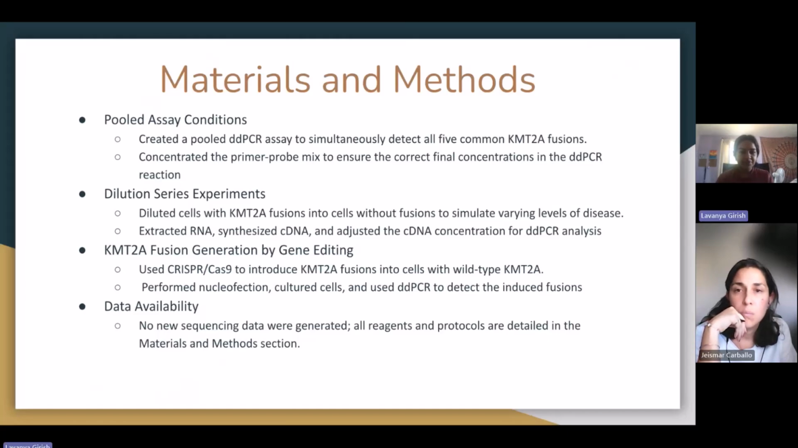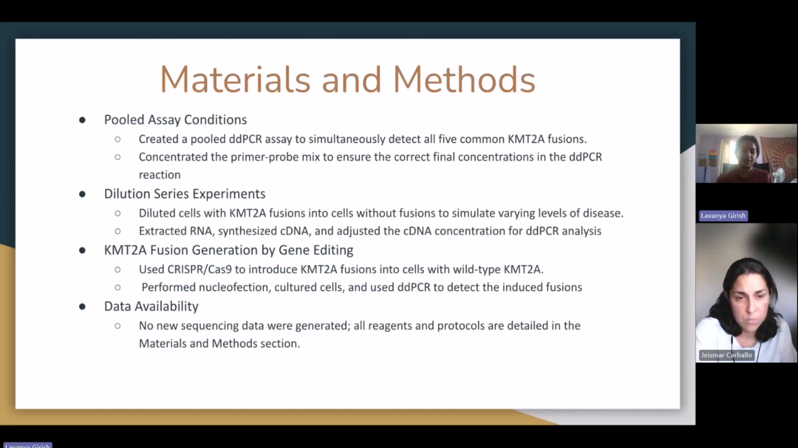For the dilution series experiments, they diluted cells with KMT2A fusions into cells without fusions to simulate varying levels of disease. They extracted RNA, synthesized cDNA, and adjusted the cDNA concentration for analysis. And for KMT2A fusion generation by gene editing, they used CRISPR to introduce KMT2A fusions into cells with wild-type KMT2A, and then they performed nucleofection, cultured the cells, and used ddPCR to detect the fusions.